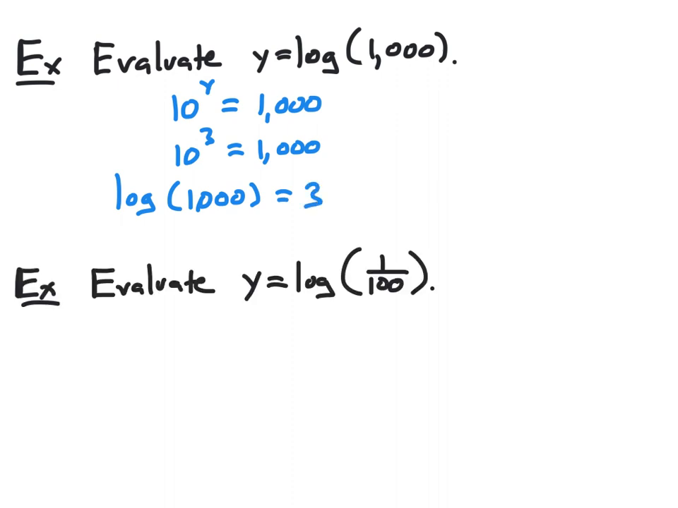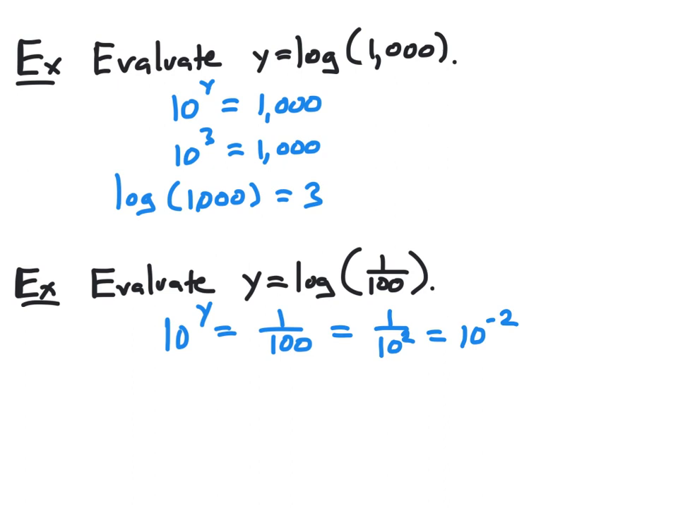For a second example, let's suppose we wanted to evaluate y equals common log of 1 over 100, or 100th. Again, because there is no subscript or no base listed here on the logarithm, we're assuming it's common log base 10. And so we want to solve 10 to the y equals 1 over 100. And here we can think of 1 over 100 as 1 over 10 squared.